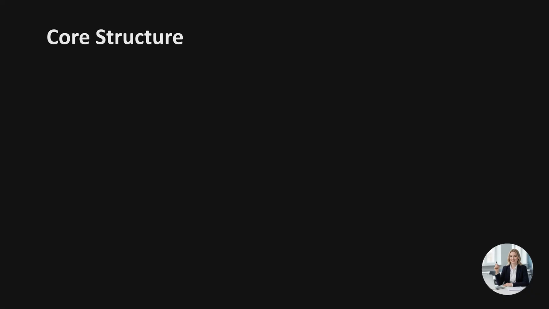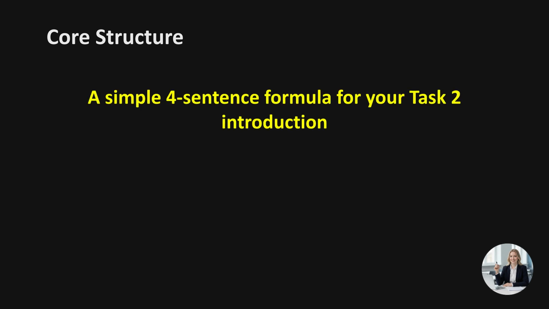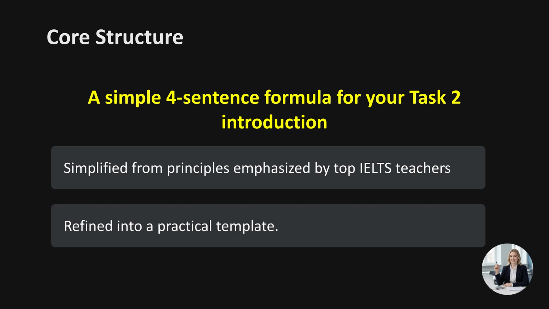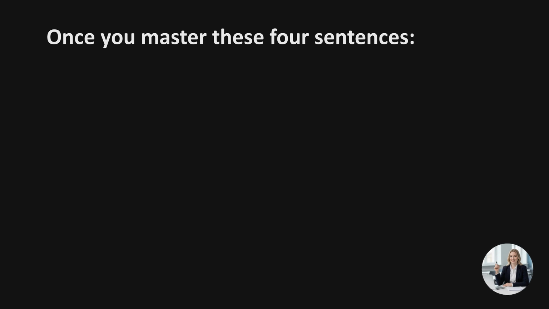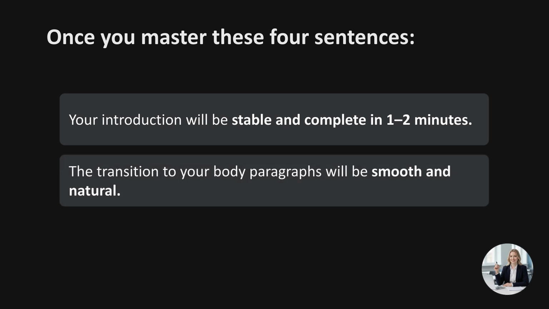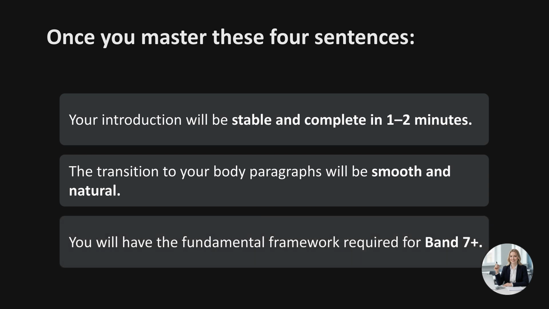Now, let's look at the core structure we'll master today. We are going to learn the 4-sentence introduction formula that you can apply immediately in the exam room. This structure is a simplified version of principles commonly emphasized by top IELTS teachers, refined into a practical template. Once you master these 4 sentences, your introduction will be stable and complete in 1 to 2 minutes. The transition to your body paragraphs will be smooth and natural. You will establish the fundamental framework required for Band 7+.